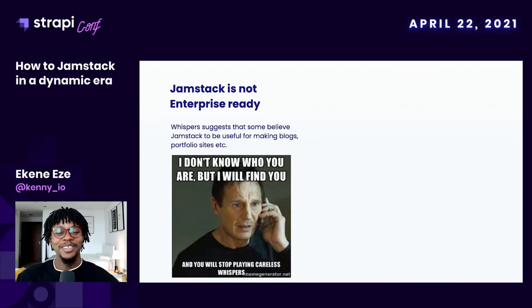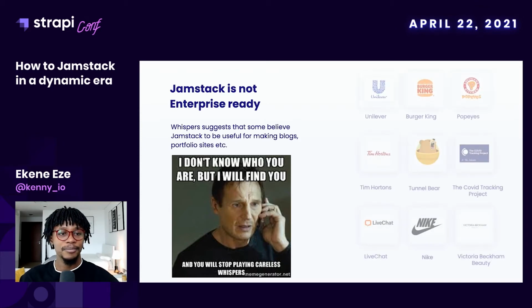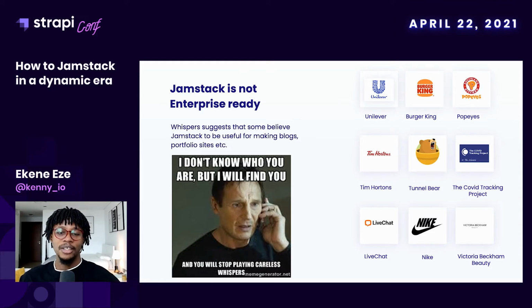Anyway, some believe the JAMstack to be suited only for small sites like blogs and portfolio sites and so forth. But once again, the JAMstack is currently capable of powering big enterprises, as it is already doing with these ones. Now, these are all enterprises that are currently running on the JAMstack in different ways and in different capacities. I won't get into all of them individually, but I will probably share a link where you can find out more information about these enterprises and how they are using the JAMstack.